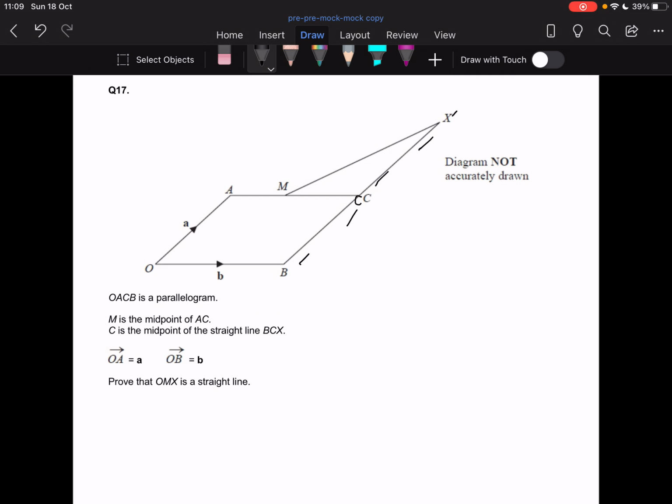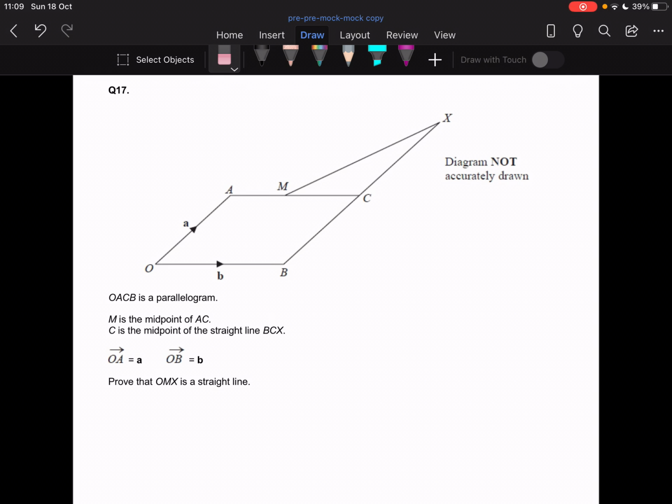and you know C is the midpoint, and it's giving me the fact that OA, so this is vector notation, this arrow above the OA, that means the vector OA is equal to lowercase a. And OB, which is this line here, is equal to lowercase b. So what are vectors? Obviously, let's finish with the question.